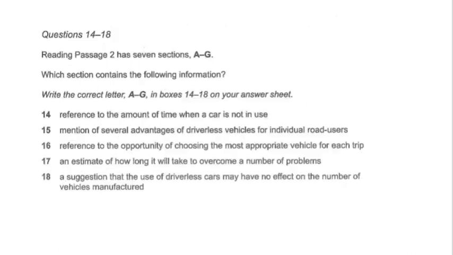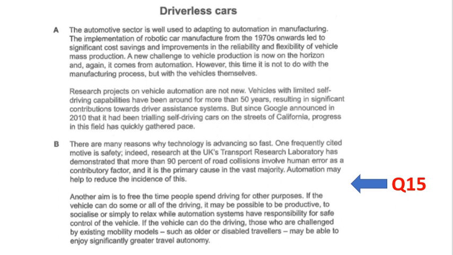So we will directly go to the question and see mention of several advantages. Here they are not talking just about one advantage, they are talking about safety, they are talking about minimizing of time, that the time can be utilized for other purposes, then you can relax or you can do other things. So there are so many advantages of driverless cars for individual road users. That road users are nothing but drivers. So clearly the meaning is matching. If you notice, none of the words are mentioned there, but when you read the statement and understand the meaning, this is how you can easily locate the answer.